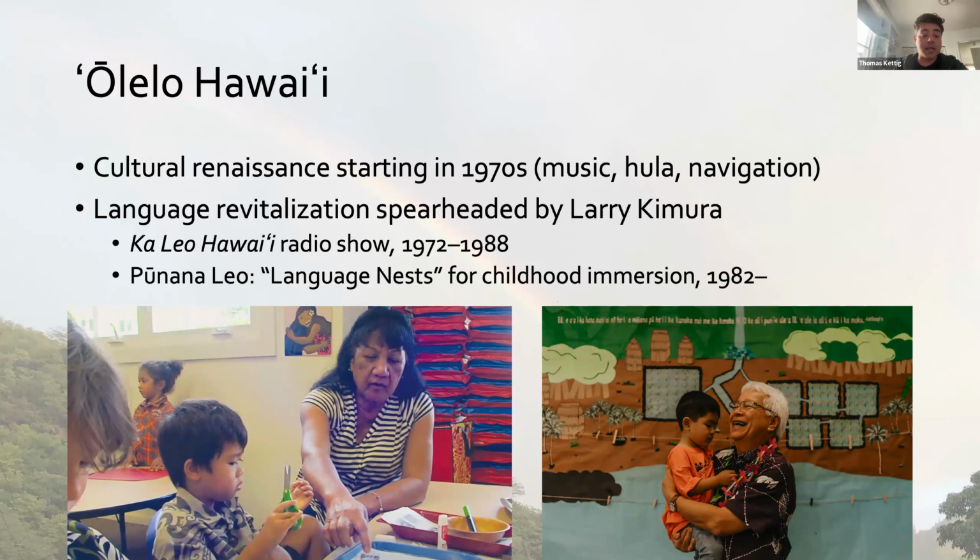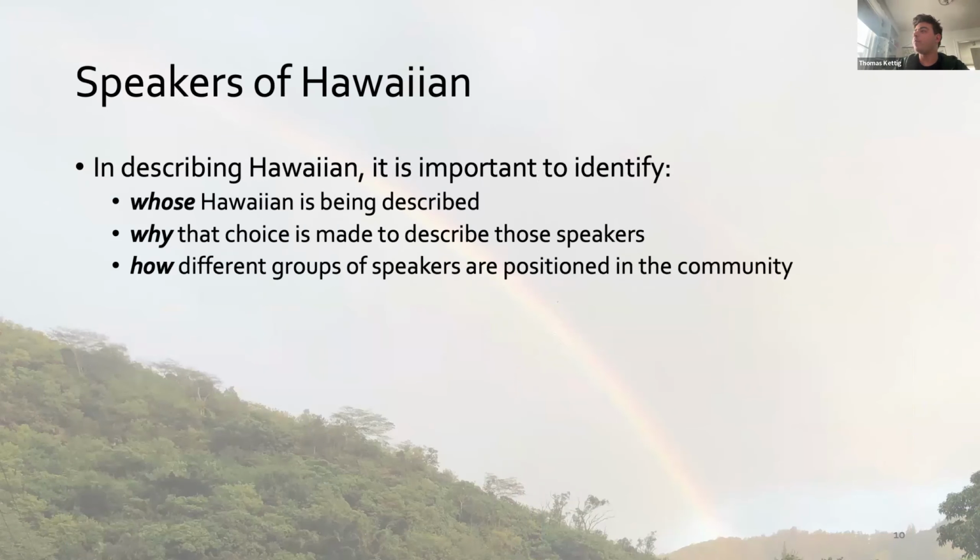So that started in 1982, 4 years before the law against Hawaiian medium education was lifted. So this was an illegal revitalization for several years. On the left here, we see Auntie Lolena. This is Lolena Nicholas. She's from the island of Ni'ihau. And again, I'll be describing Ni'ihau Hawaiian in a little bit of detail here in this presentation.